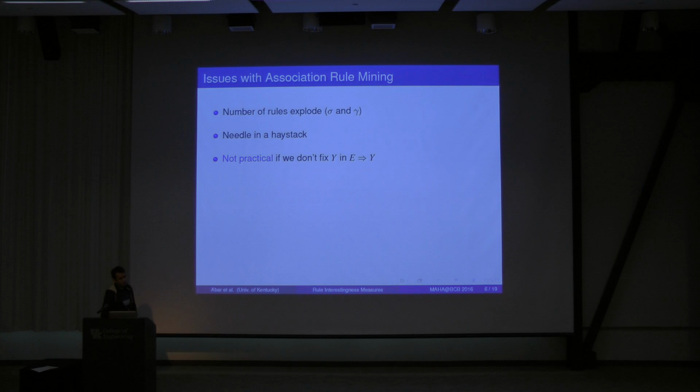What are the issues with association rule mining? Why are we choosing a single Y? The number of rules might explode if we choose a big or small value. It's not practical if we try to examine all results for each concept. So how do you choose a reasonable Y?